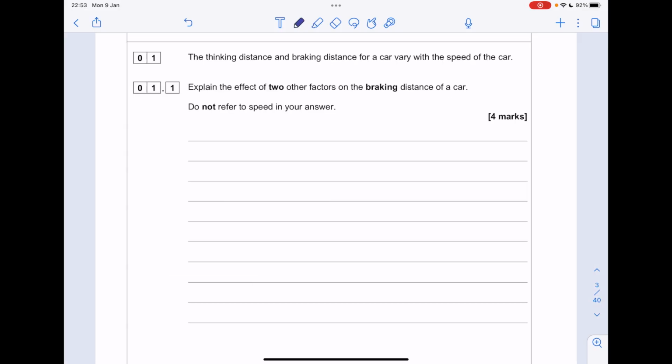Let's first of all consider the condition of the car's tyres, because if they're worn, it will reduce the friction between the car's tyres and the road, which will increase the braking distance of the car. The second thing we want to consider is the effect of the number of passengers within the car. If there are more passengers, then more work will need to be done in order to stop the car. And by doing that, we've explained the effect of the other two factors.